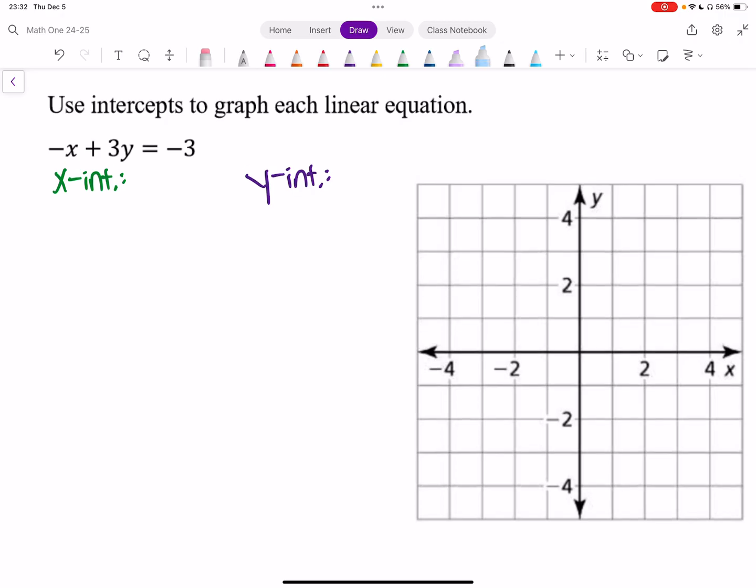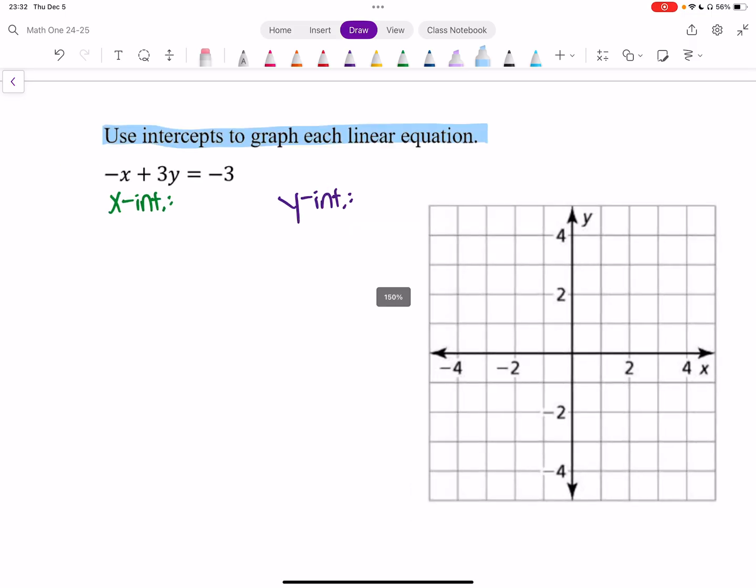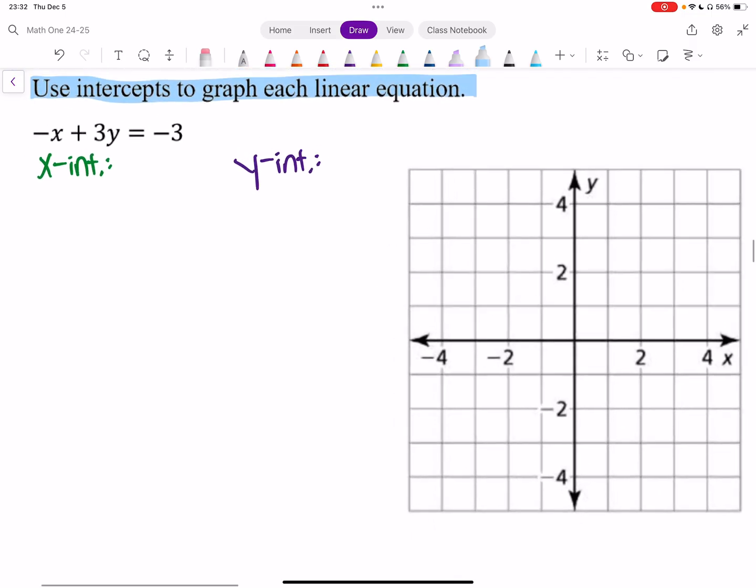Notice on the next page that the directions remain the same. We must use the intercepts to graph each linear equation. This equation says that negative x add 3y is equal to negative 3. And in order to find the x-intercept, I must write an equation with only x in it, which would look like this. Once again, be careful with the signs.